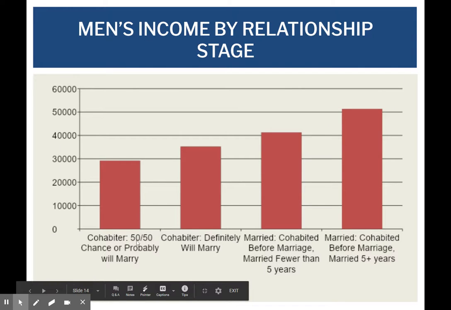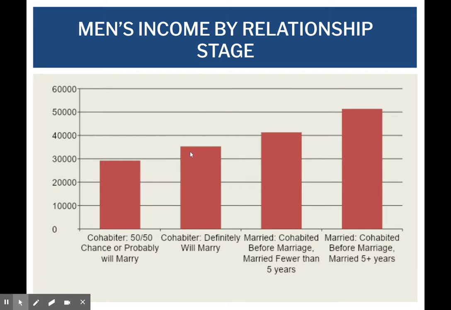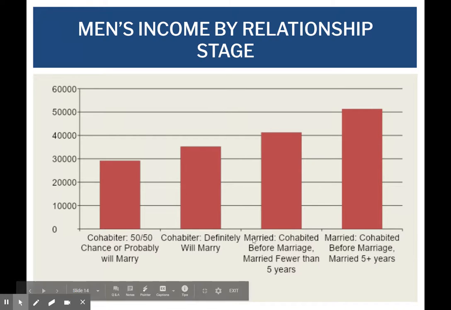And now I'm going to look at it and see, okay, if someone is a cohabiter, they say that there is a 50-50 chance or probably will marry. These guys make somewhere a little bit under $30,000 a year. Cohabitors who are definitely going to get married make around $35,000 a year. Men who are married and cohabitated before marriage or have been married for fewer than 5 years are going to make a little bit over $40,000, and over here are men who are married and cohabitated before marriage and have been married for over 5 years. They make a little bit over $50,000.